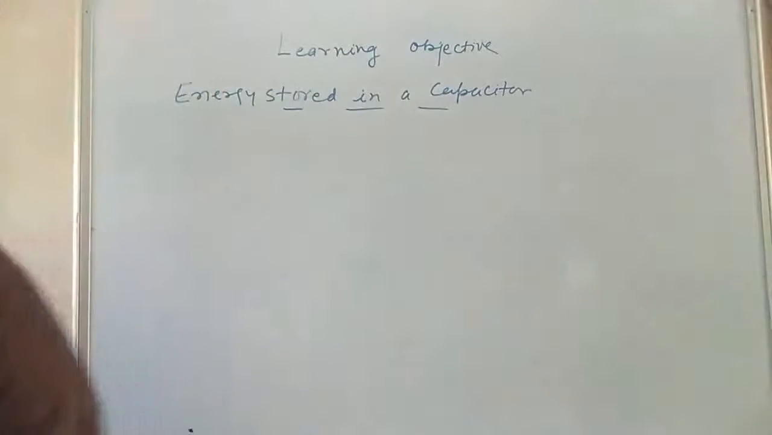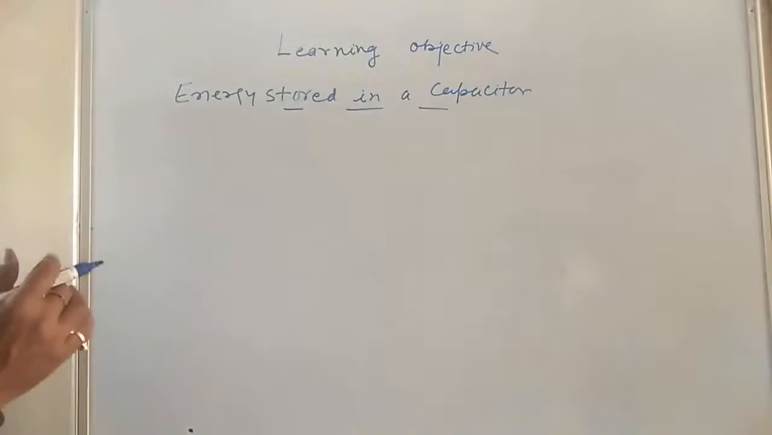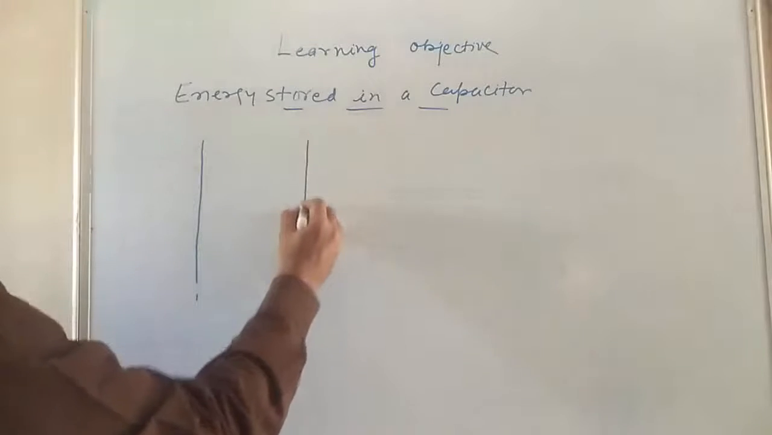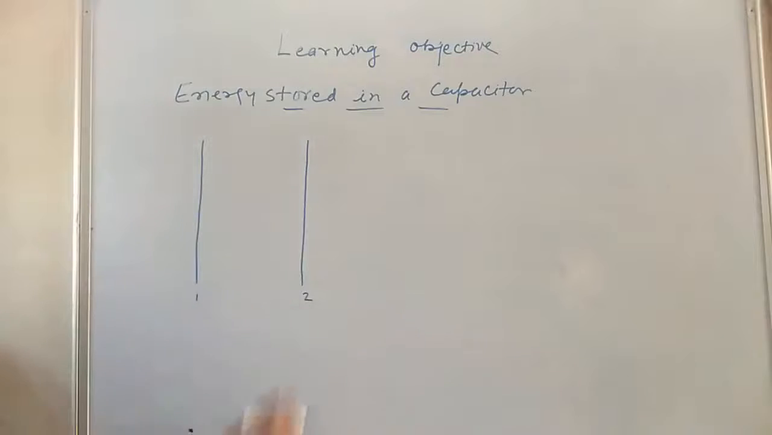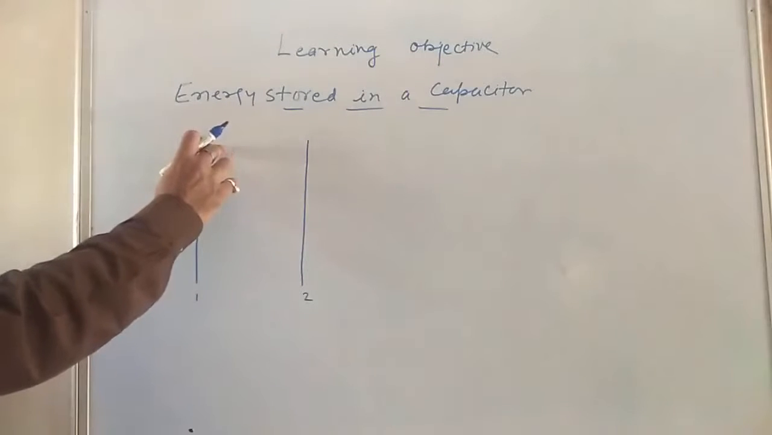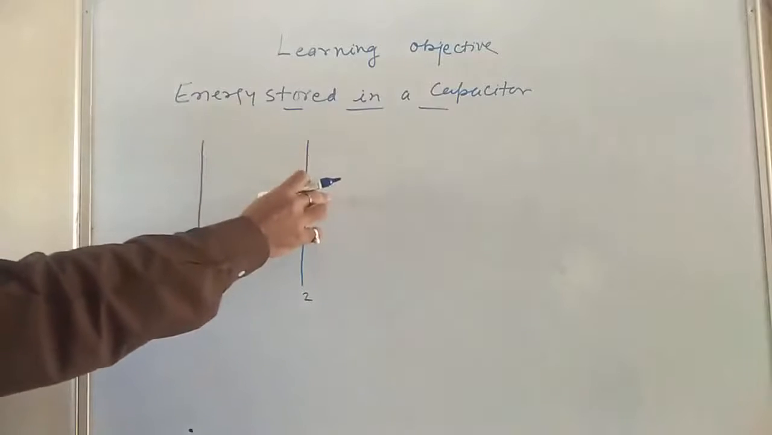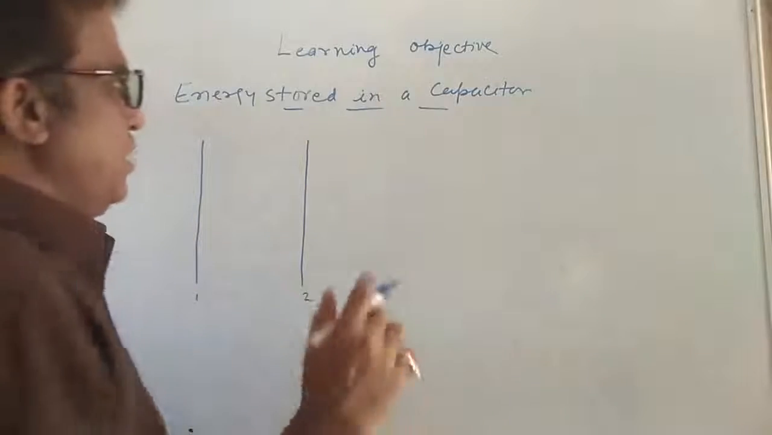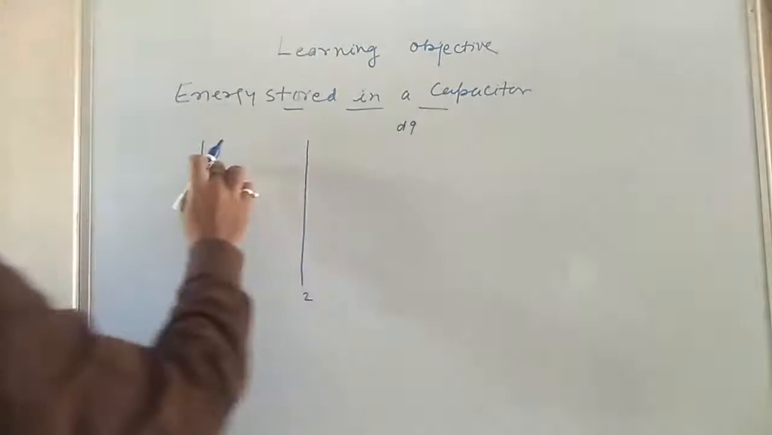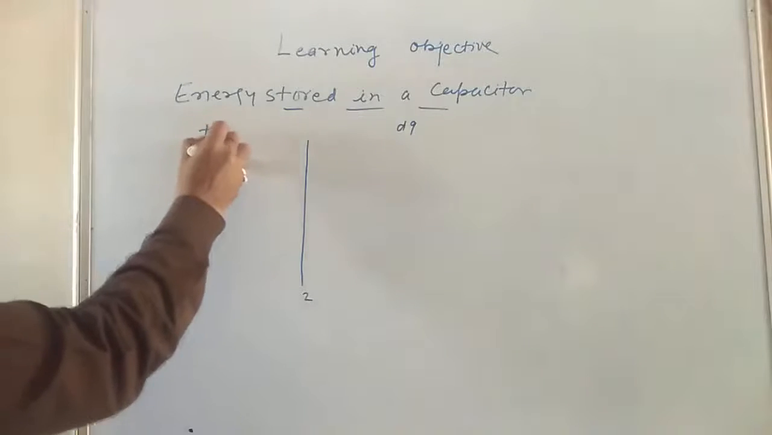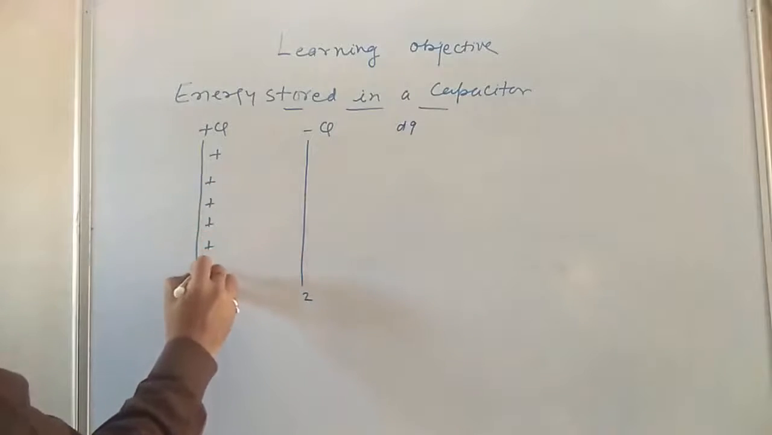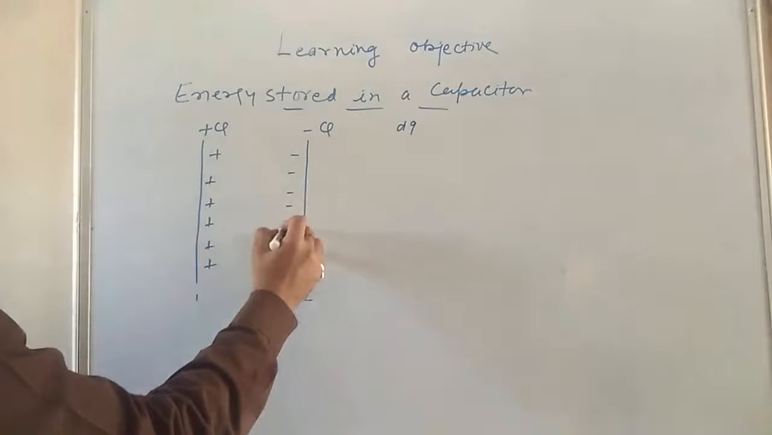My dear children, what is that? Before that, I am taking two conductors. Suppose this is the first conductor 1 and here is another conductor 2. Let the positive charge be transferred from conductor 2 to conductor 1 in every small installment of dq. Suppose here the charge is plus q, here is charge minus q. Due to induction, the charge here is negative.